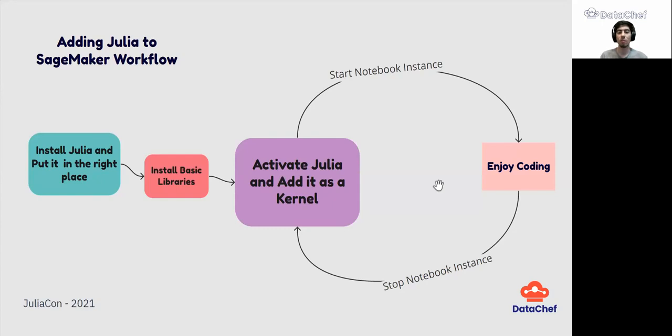After that, we need to install some basic libraries. And finally, we can activate Julia and add it as a kernel to our notebook. But each time we restart our notebook, we need to redo the last step. This whole process can be exhausting, especially if you are using SageMaker every day.